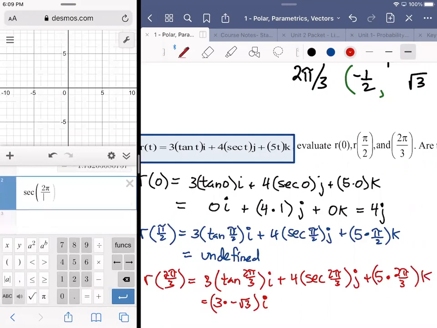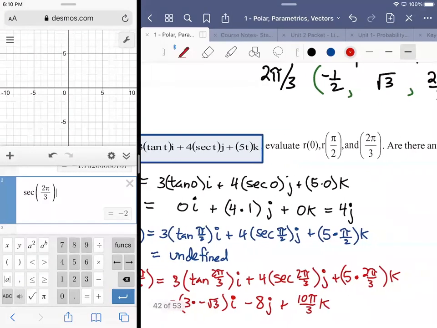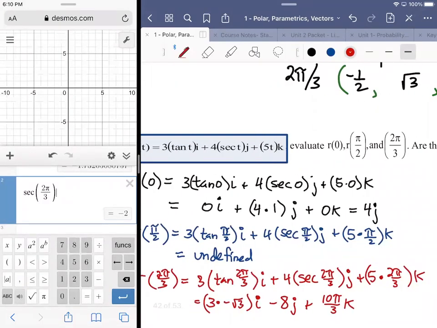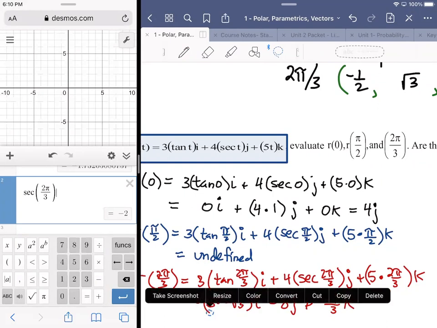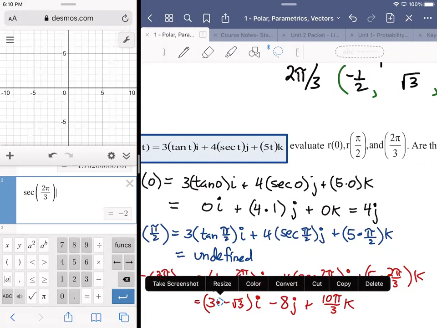So you don't have to worry about the workaround, which wouldn't be too crazy, of typing in 1 over cosine. So either way, you're going to get negative 2, which multiplied by the 4 is going to give you negative 8. So negative 8j. And then the last bit, there is no trig function, so it's just 10 pi over 3. And then it's just a matter of cleaning it up. Maybe you didn't write it the way I did the first time around, so there wasn't anything to clean up. But I'm just going to clean it up on the fly.